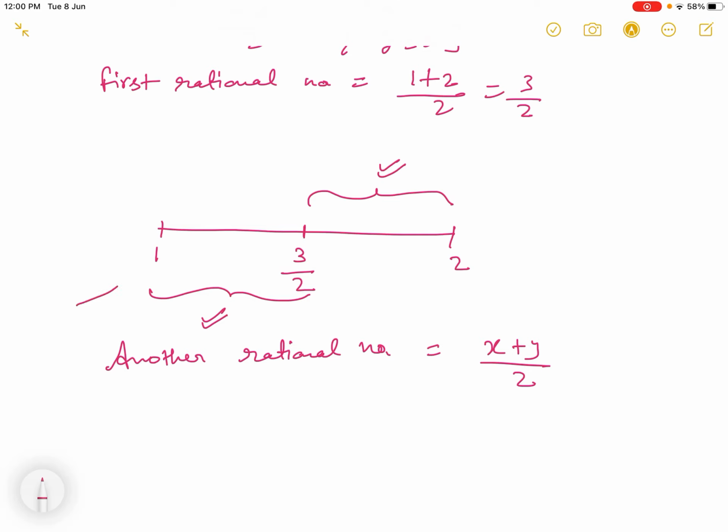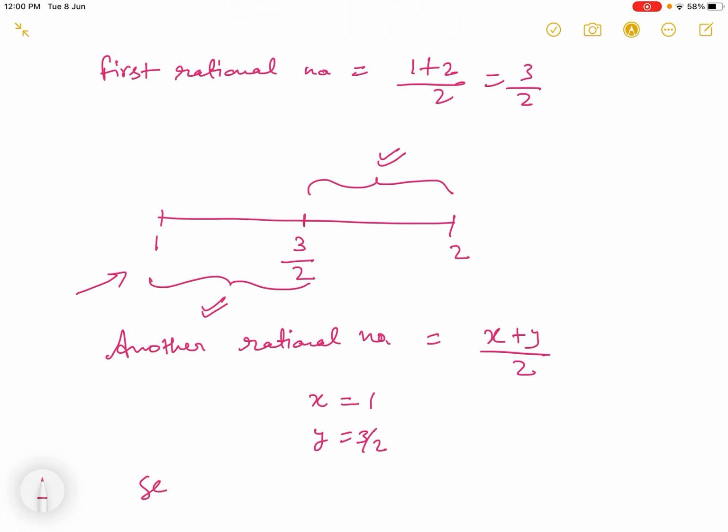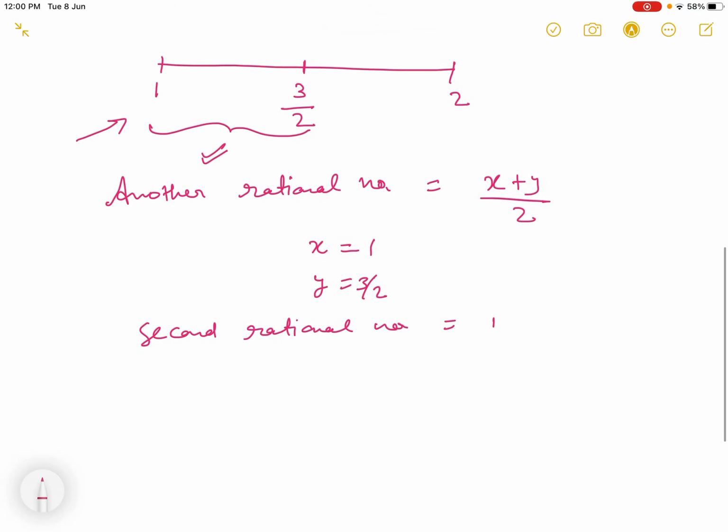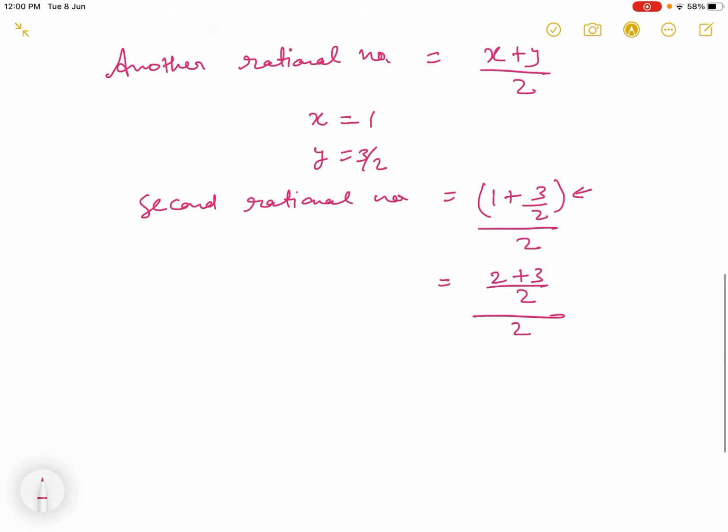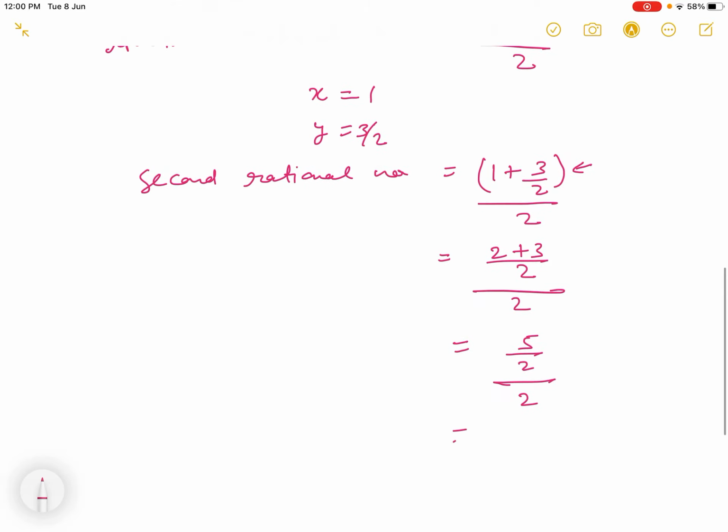Right. So suppose I am going to take these numbers to find another rational number, that is x equal to 1, y equal to 3 by 2. So the second rational number would be (1 plus 3 by 2) divided by 2. We will take the LCM of this. We will get ((2 plus 3) divided by 2) divided by 2. Further we get (5 by 2) divided by 2, and it will come out as 5 by 4. So this is our second rational number.